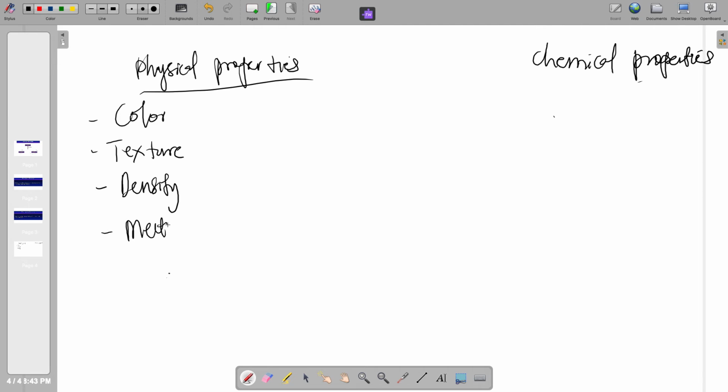Melting point. Melting point also is a physical property. Once your substance is pure, it's going to have a unique melting point, and you can look it up in a chemistry handbook to identify the substance.